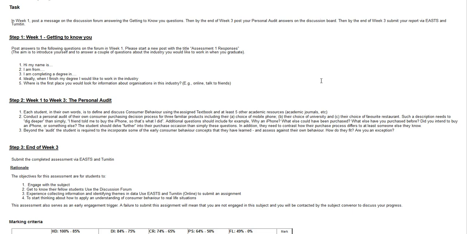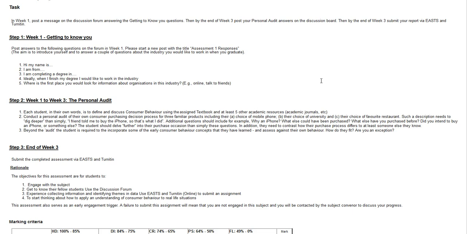The personal audit is to look at how you make your decisions, consumer decisions, in regard to your mobile phone, your university, and your choice of your favourite restaurant. So you need to dig deeper in terms of how you make your decisions in this, and how your purchase process differs to someone else that you know. Right? So what are the differences between you and someone else in terms of how you decide to purchase these 3 items?